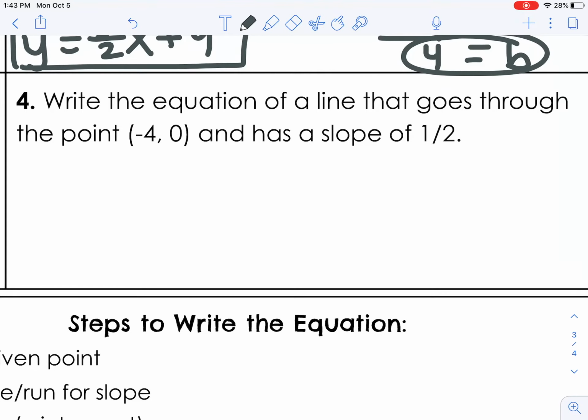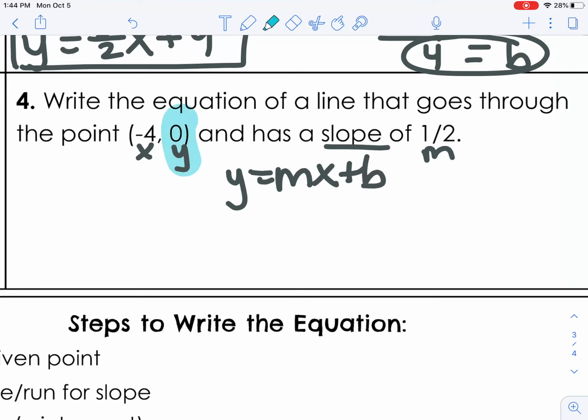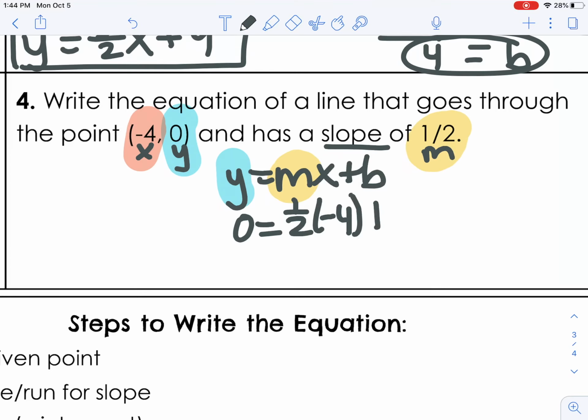Last example. Write the equation of a line that goes through the point -4, 0, and has a slope of 1/2. -4 is my x, 0 is my y, 1/2 is my m, because it says the slope is a half. So when I write my equation, I need to plug them in their correct spot. Here's my y, 0. Here's my m, so I'm going to plug that in here, 1/2. Next is my x. Well, my x is -4, and then plus b.